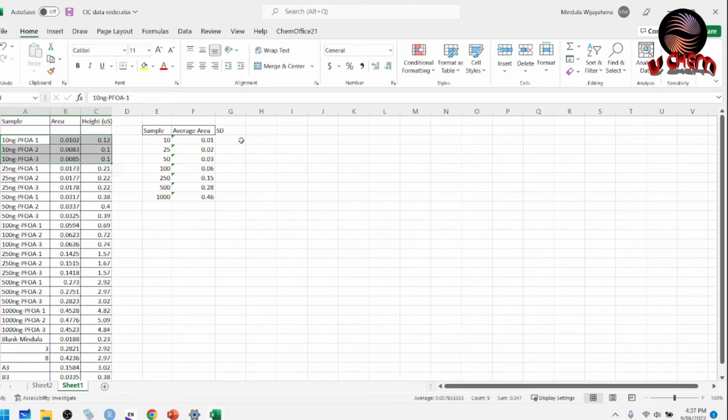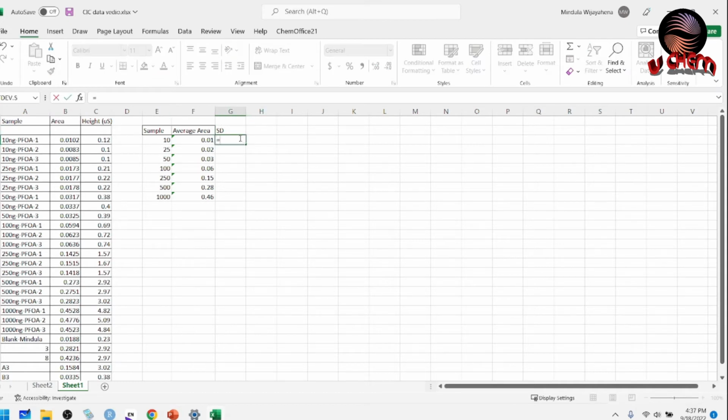So it's a good thing to show. I'm gonna go with standard deviation, so don't select population because we don't have a population, this is a small sample set. Select this one and select the 3 values you want.